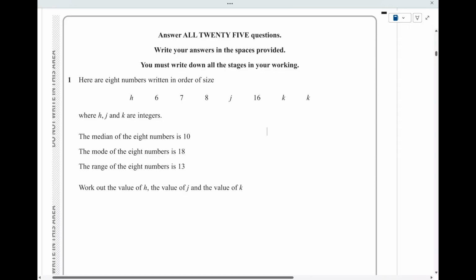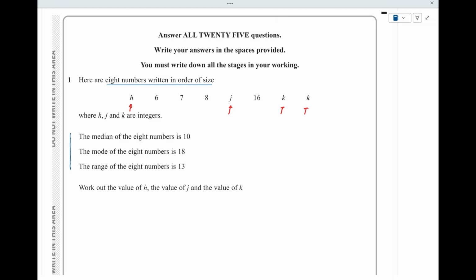Okay, question number 1. I'm looking at this and I'm thinking that we've got 8 numbers written in order of size, and we're given some information here about their median, their mode, and their range. So this is obviously a question on mean, mode, range, and median. We've got 8 numbers. We've got a mystery there, a mystery here, a mystery here, and a mystery here. The numbers are written in order of size.